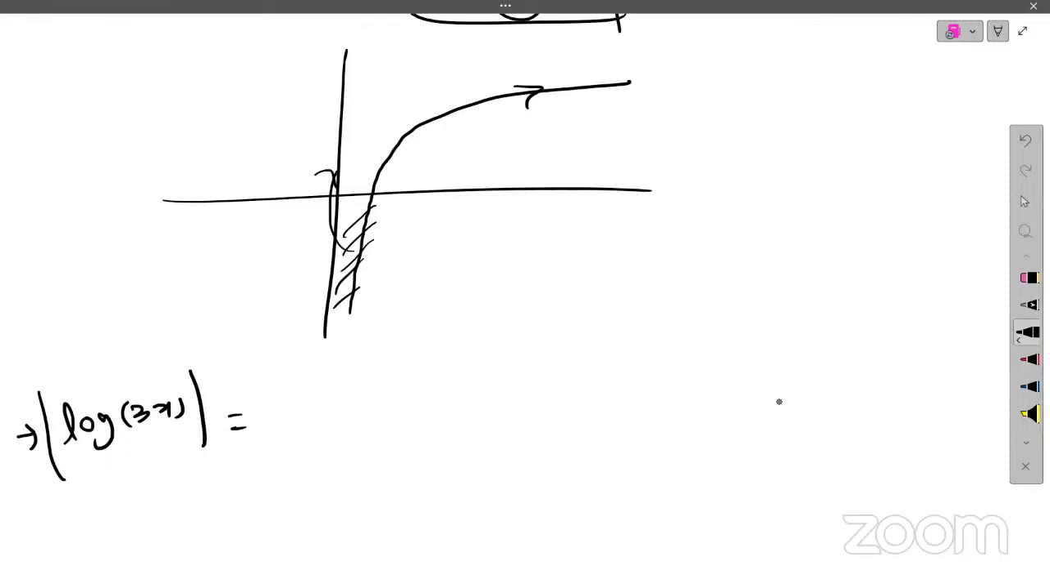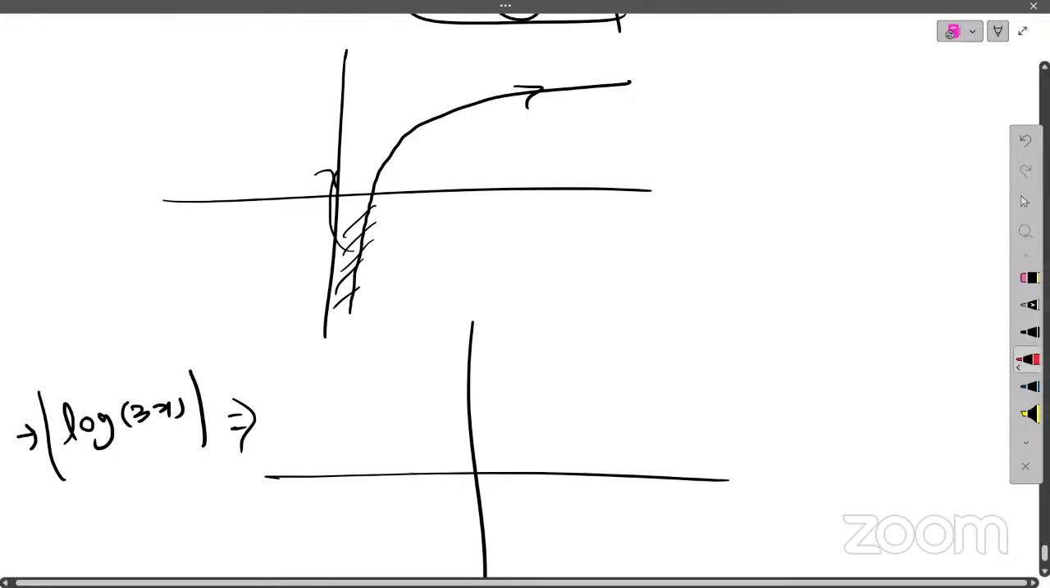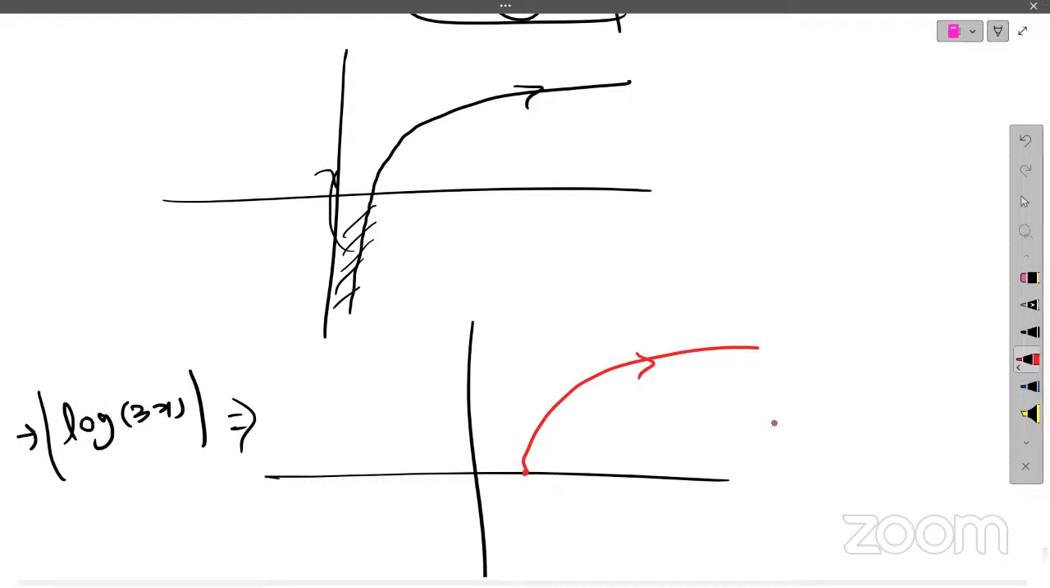So that means the modulus graph will become something like this. Up to here we have the same values, because over the positive y values, the modulus function acts like an identity. It will give us the values as they are. But for the negative values, it will reflect them over here and go something like this.